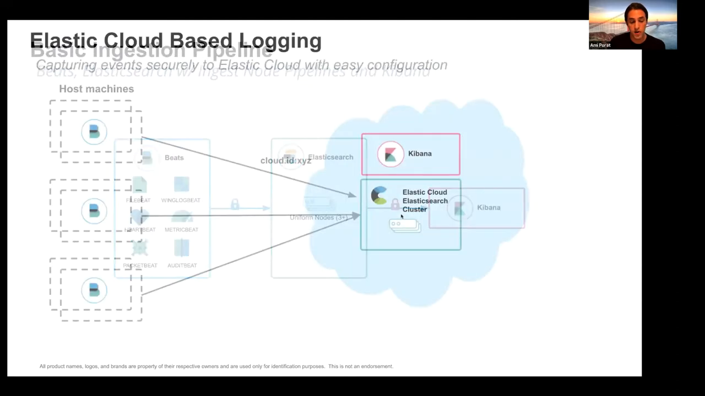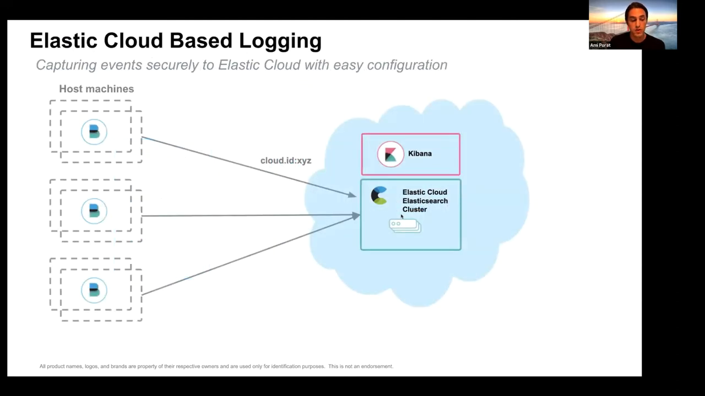Today, what we're going to focus on is cloud-based logging. So in a cloud-based architecture, we have our Elastic Cloud, which runs on AWS, GCP, or Azure. It's a hosted infrastructure as a service. On the cloud, you get to deploy an Elasticsearch cluster, your Kibana layer, maybe an APM server, and your Elasticsearch nodes are all managed by Elastic.